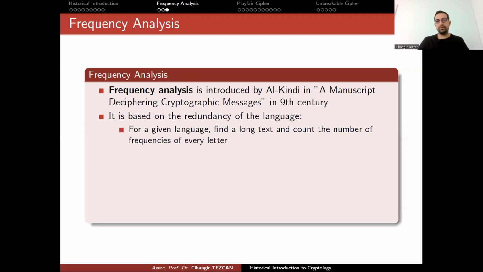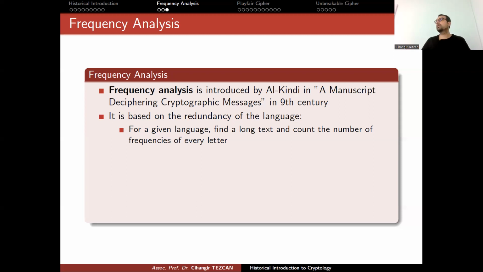So the idea is as follows. For a given language, find a long text, and count the number of frequencies of every letter. Okay, so for instance, take a novel and count how many times A appears, how many times B appears, how many times C appears. All right, then order them from larger to lower, and you will see which letter appears the most in that language.